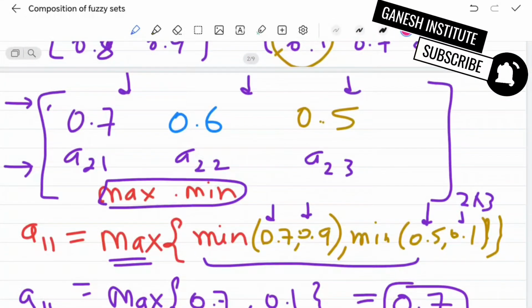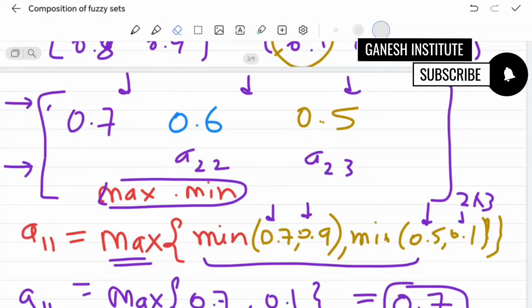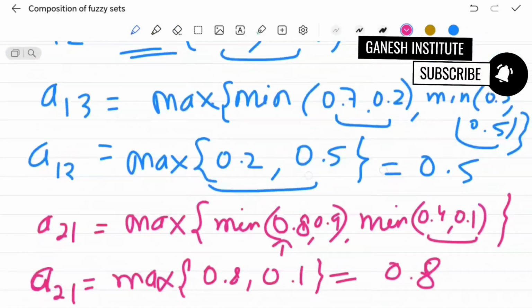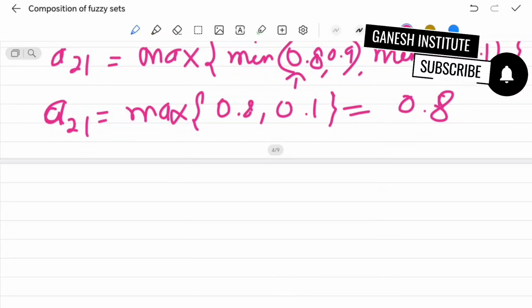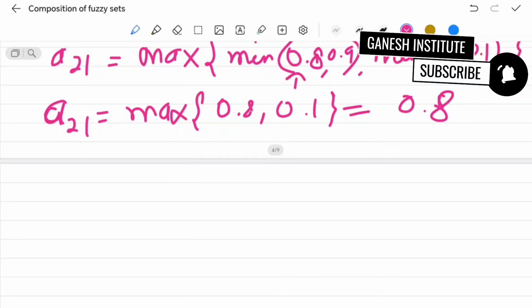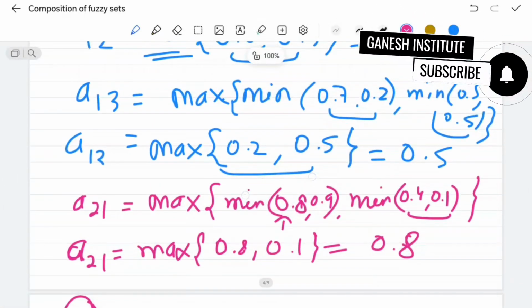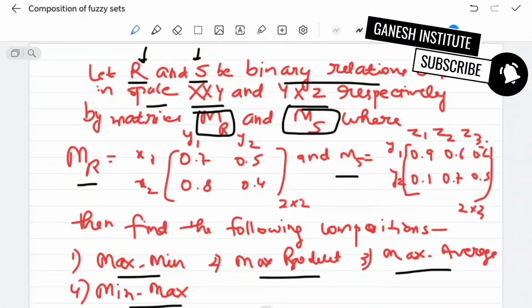Let me write it here. This has become 0.8. Now similarly you can do it for the rest of the elements. Would you be able to do it? Yeah? Then that will be our maximum minimum. Okay, now the second composition was asked. What was the second composition?